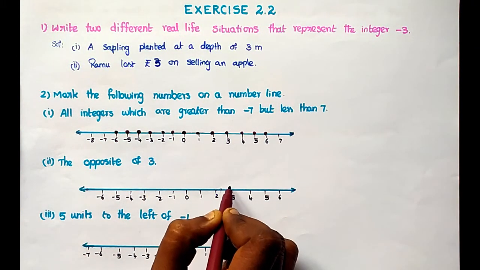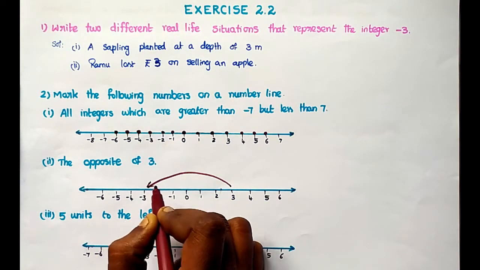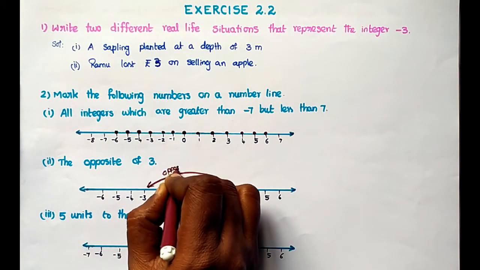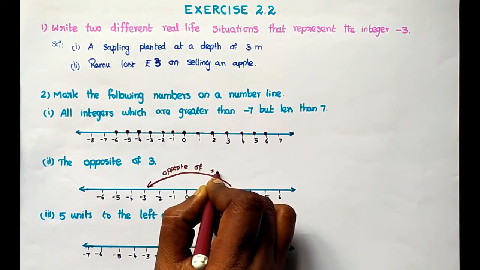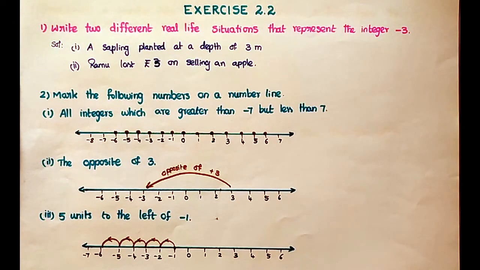Next one, the opposite of plus 3. What is the opposite number of plus 3? That is minus 3. Next one, 5 units to the left of minus 1. From minus 1, 5 units left. So 1, 2, 3, 4, 5. So minus 6. So that is the answer.